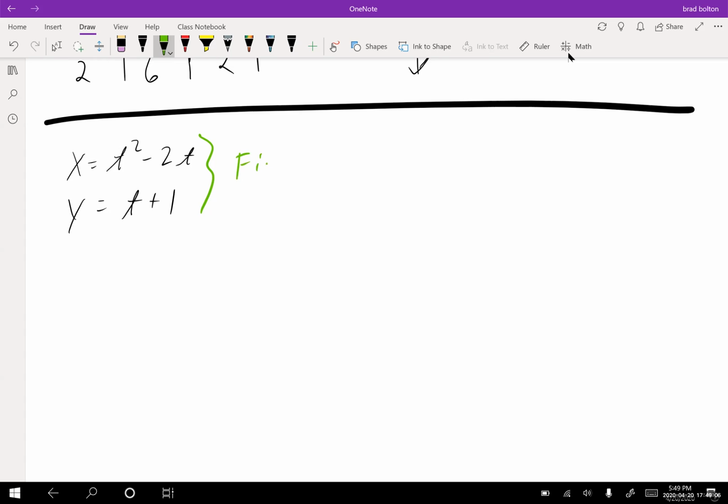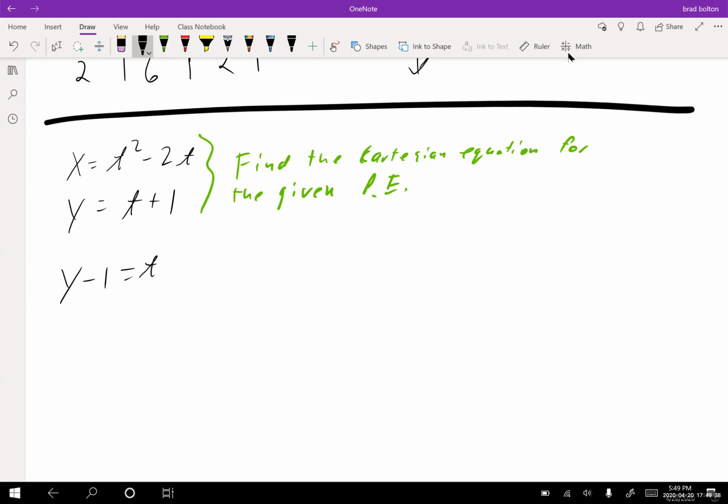So I say find the Cartesian equation for the given parametric equation, okay? So what we see is that we know that y is equal to t plus 1, so that technically means then that y minus 1 is equal to t, right? So y minus 1 is equal to t, so that means I could now take t and substitute in y minus 1 into the other equation.